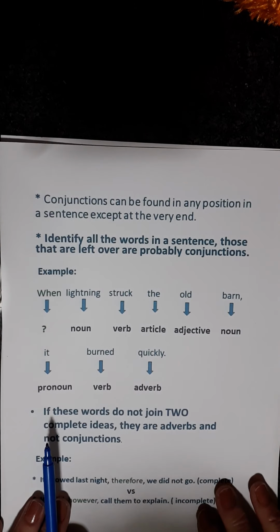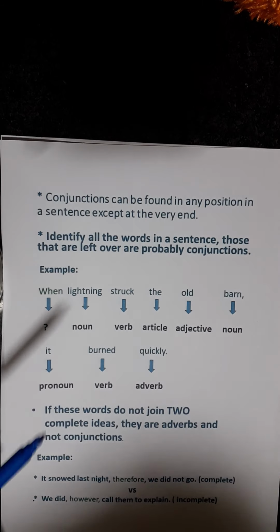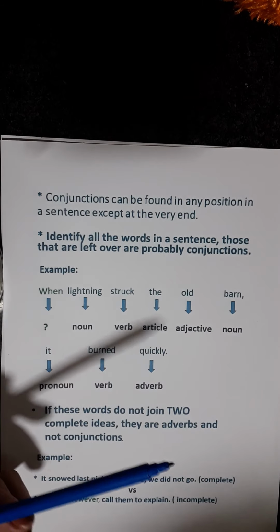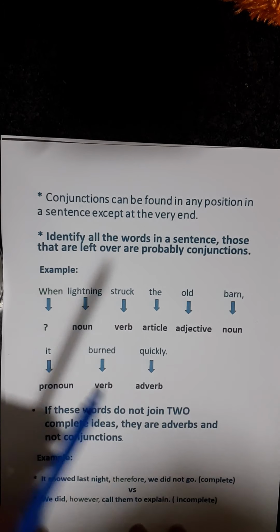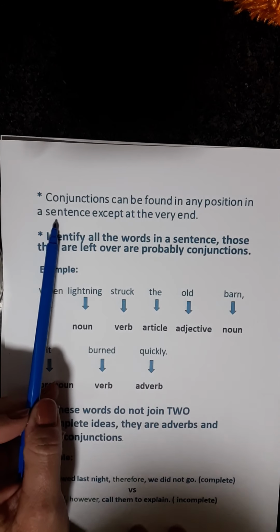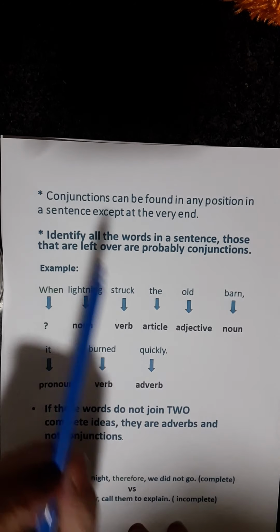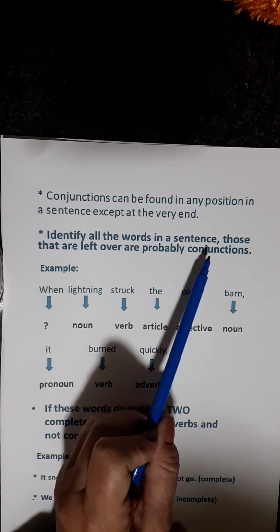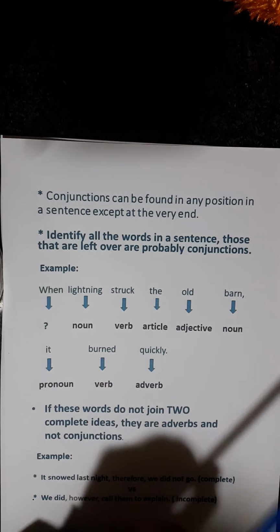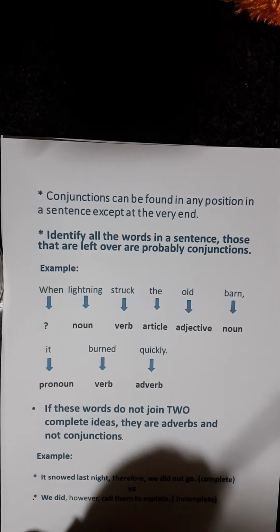Right. Then conjunctions can also be found in any position in a sentence. Okay, not necessarily in the middle. It can also be in the beginning. It can be somewhere in the middle, but not really at the end. Right, they can be found in any position except at the very end. That will not work. First of all, identify all the words in your sentence if you're not sure what your conjunction is. And those that are left over are probably the conjunction.